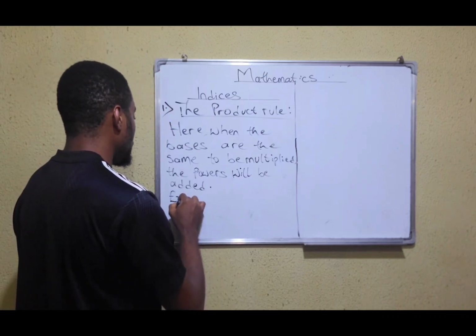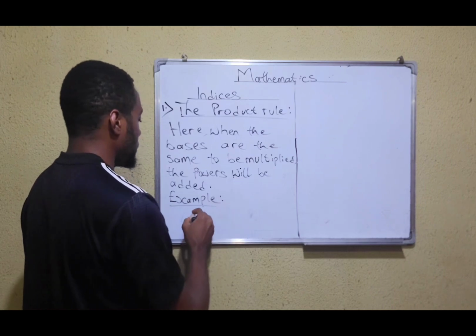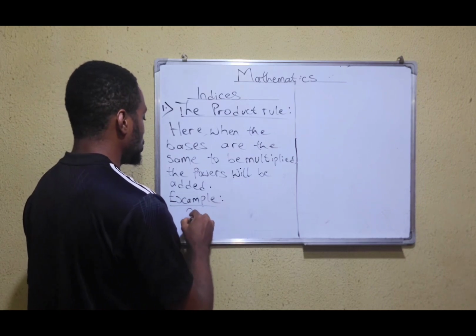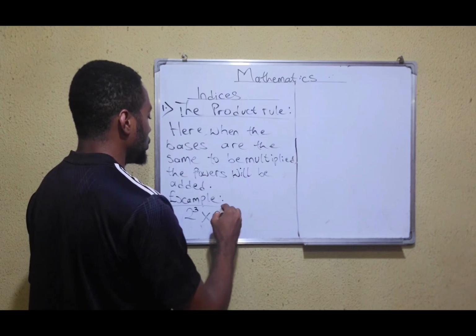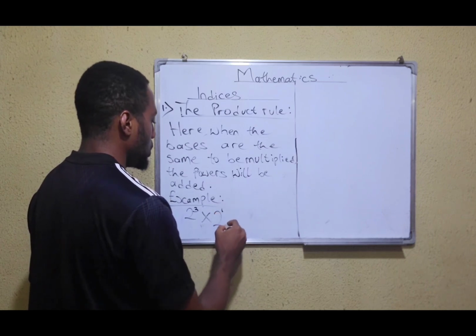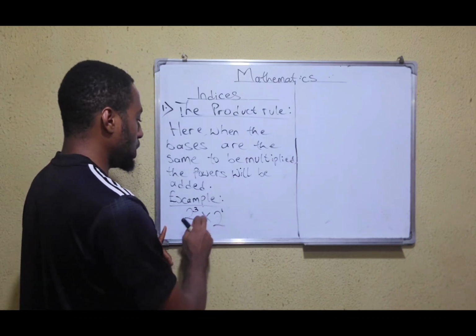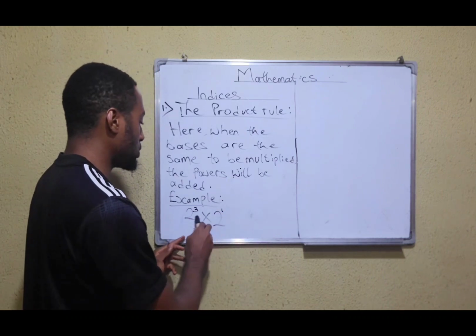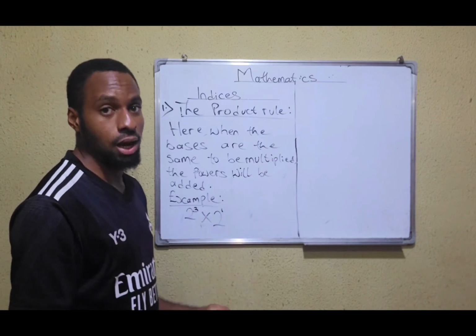For example, if we have 2 raised to power 3 times 2 raised to power 1, how can we solve this? So far, these bases are the same. 2 here and 2 here are the bases, and we are multiplying these two numbers. Look at the powers and add them.